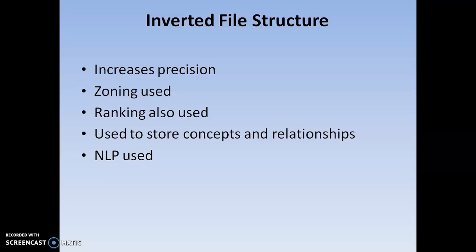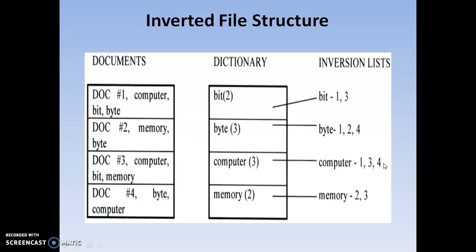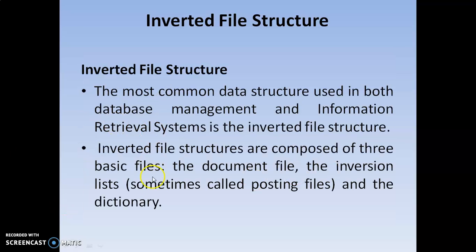Inverted file structure is intended to increase the precision, decreasing the recall, and browsing capabilities like joining and ranking can be used. It is used to store the concepts as well as the relationships, and natural language processing is also introduced in the inverted file structures. As we discussed previously, the inverted file structures are composed of three basic files: document file, inversion list, and the dictionary.